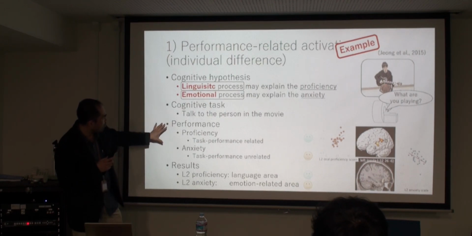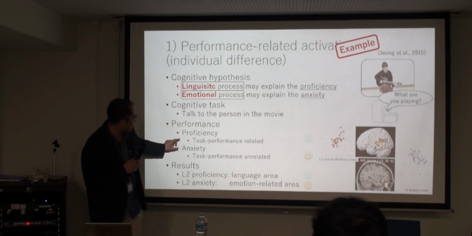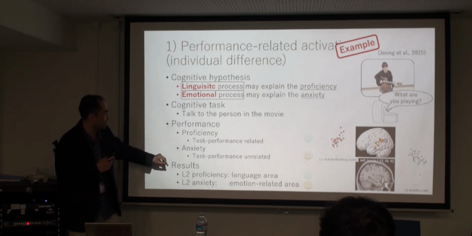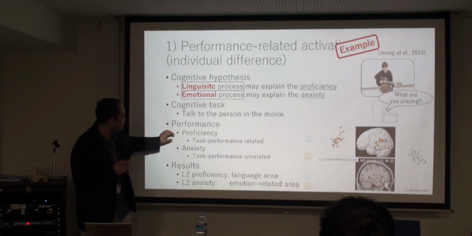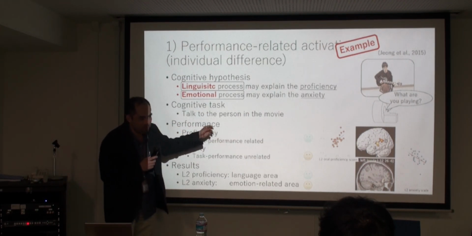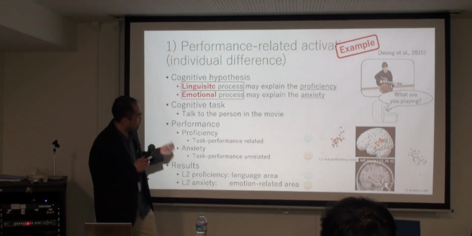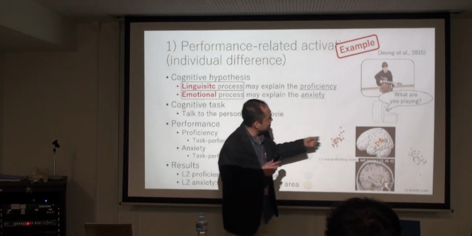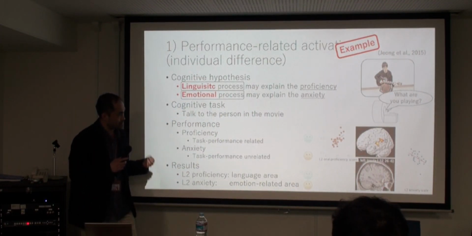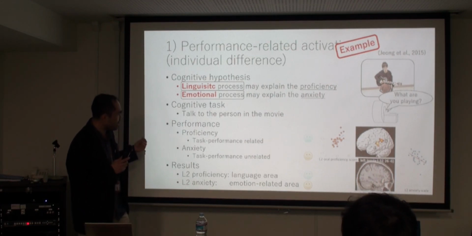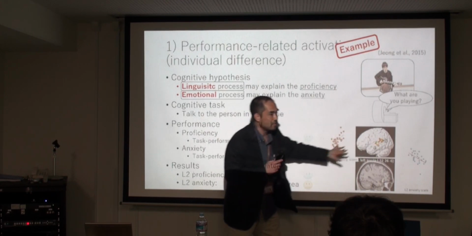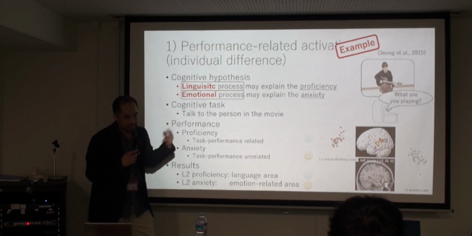Here, anxiety is not actually performance, but an individual difference parameter. Proficiency is highly related to performance. Of course, highly proficient people can easily make this communicative speech. And actually, the activation was observed in this language-related area that we can easily expect.